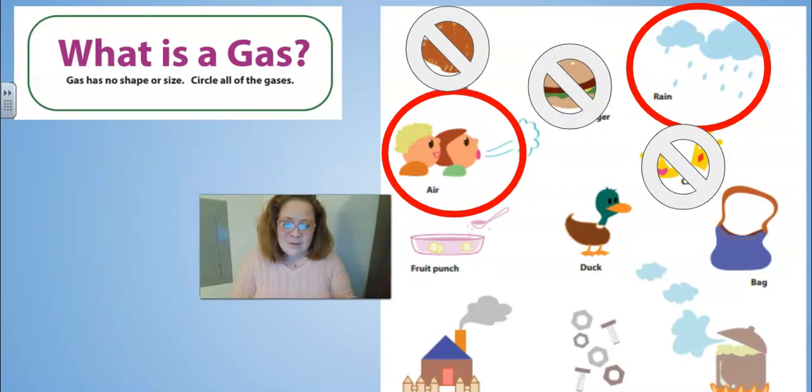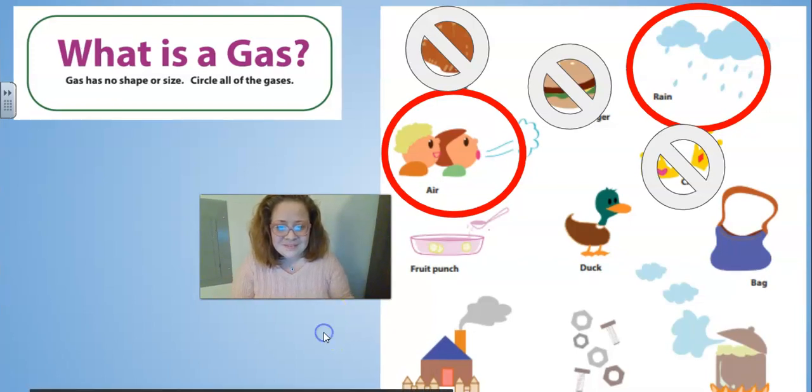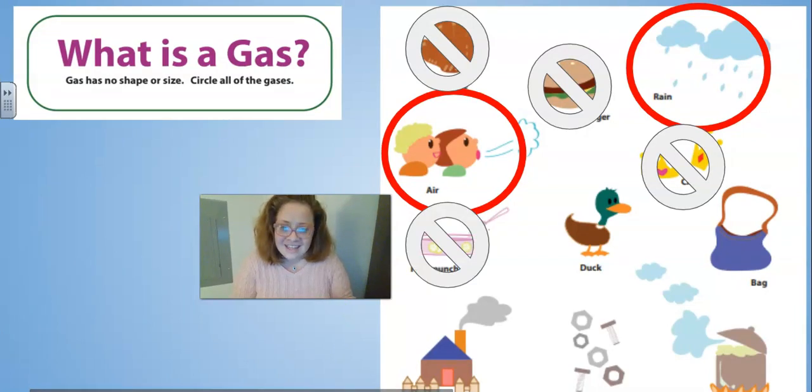All right, next we are moving to fruit punch. Is fruit punch a gas? Yes or no? No, fruit punch is not a gas. Fruit punch is a liquid. Great job.